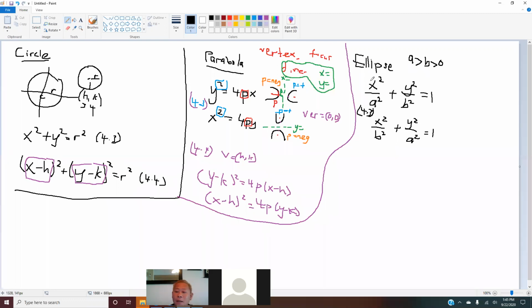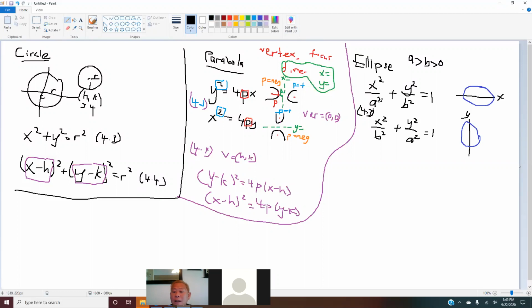So for example, if a is underneath the x, the ellipse will go along the x-axis. That means it goes sideways like that. Your a for the other one is above the y. That means your ellipse will go up and down on the y-axis. So this is usually how I can tell. I don't even have to look at anything, I can tell you that.